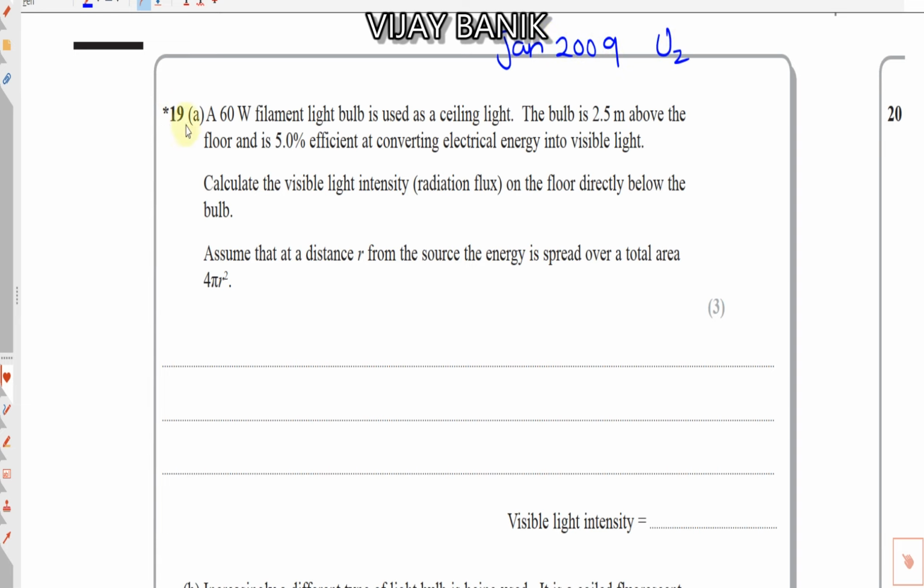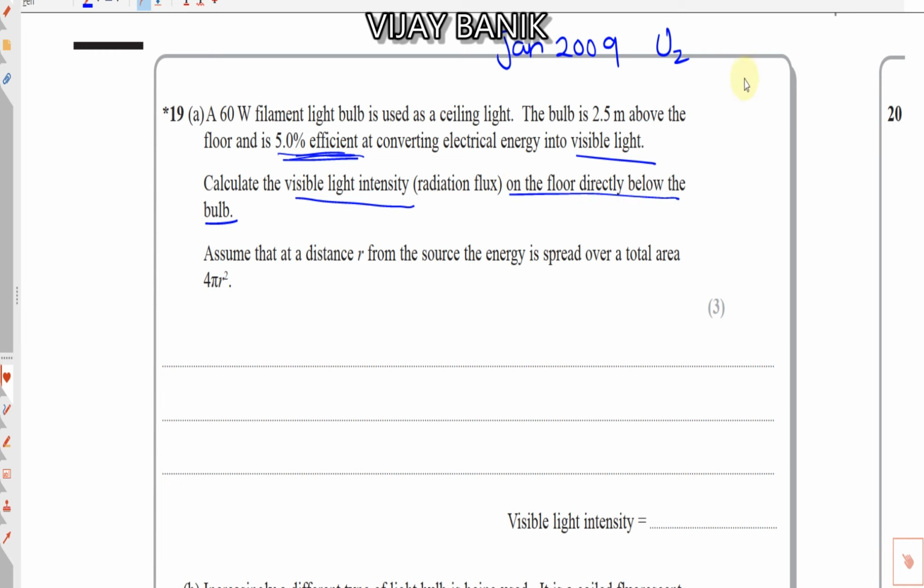Question number 19, star question. They said a 60-watt filament light bulb is used as a ceiling light. The bulb is 2.5 meter above the floor and is 5% efficient at converting electrical energy into visible light. Calculate the visible light intensity on the floor. Can you see only 5% is getting converted to visible light? So how much intensity of light is there on the floor below the bulb?